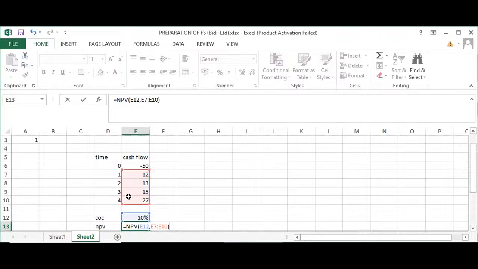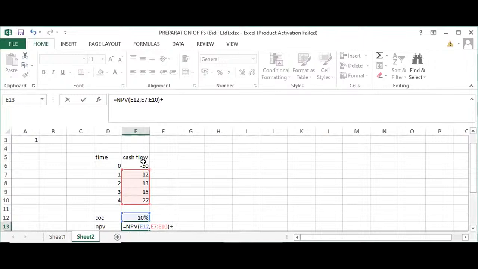All right. Plus the initial outlay, which is 50. You moved very fast. Go back to the formula bar. Yes. Thank you very much. So enter.